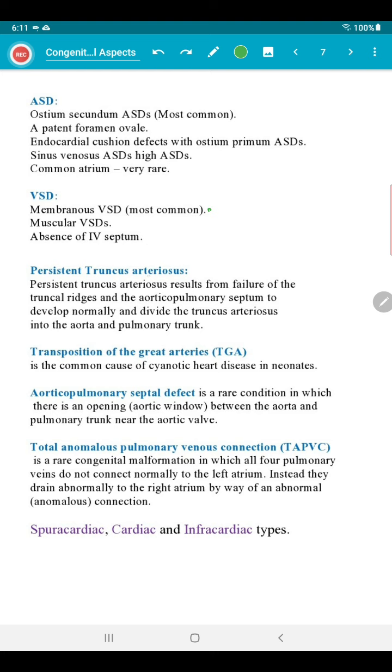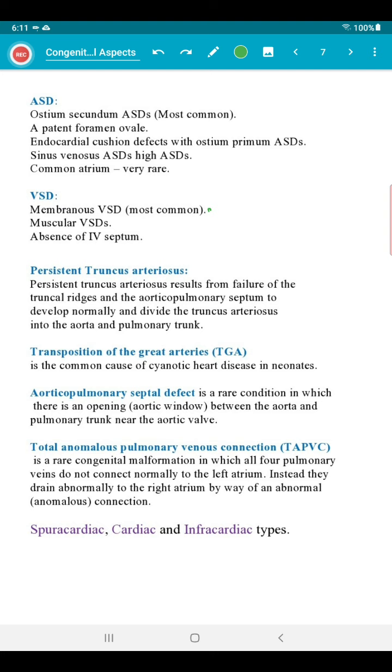Now PTA, persistent truncus arteriosus. Persistent truncus arteriosus results from the failure of the truncal ridge and the aortopulmonary septum to develop normally and divide the truncus arteriosus into the aorta and pulmonary trunk. So PTA occurs. Transposition of great arteries, no need to describe again. You will be able to understand.